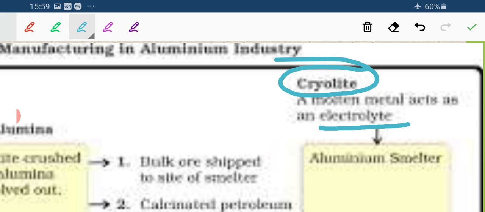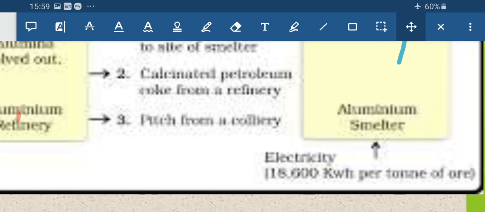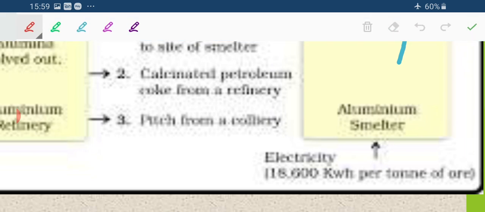So this is basically done with the help of the process of electrolysis, and when it is done, the electricity that is being consumed, you can see the value given over here, 18,600 kilowatt per ton of ore. That means for 1 ton of ore, to extract out alumina and then from there aluminium, a huge amount of electricity is being consumed.